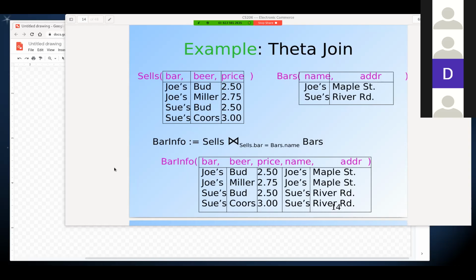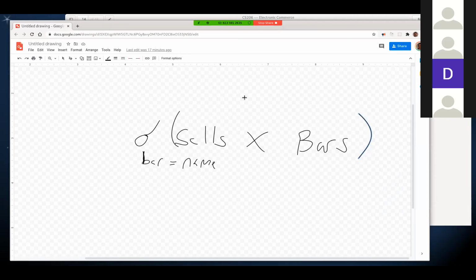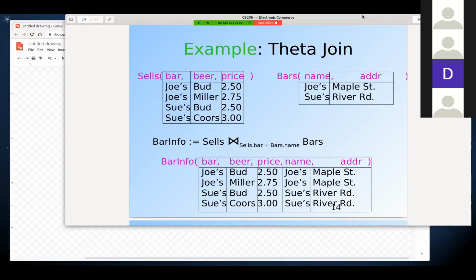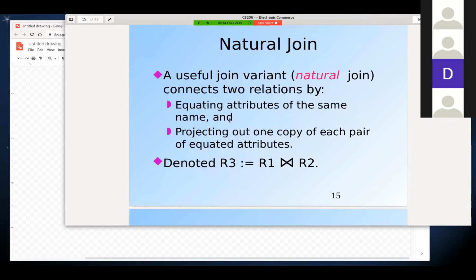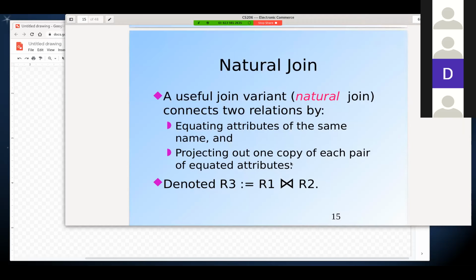We just did theta join, and as I showed, it's equivalent to these base operations. There's another one that becomes very useful. It's even more syntactic sugar, called a natural join. You take two relations and bow tie them together, R1 natural join R2. It looks a lot like a theta join, but there's no condition on it.